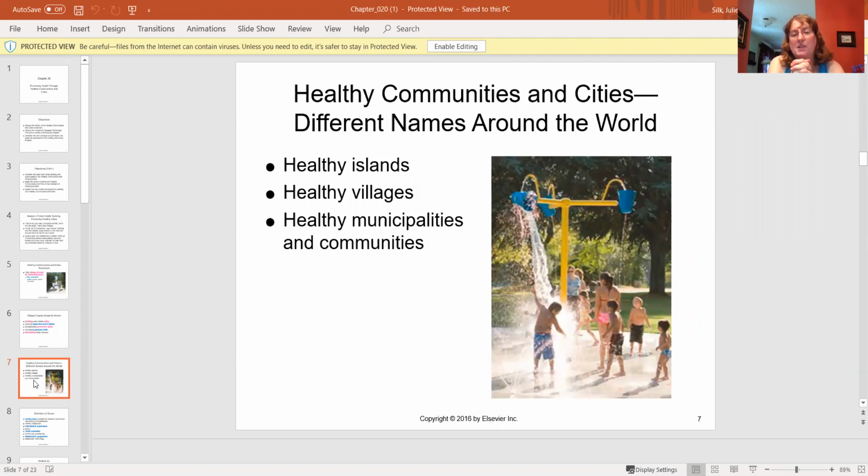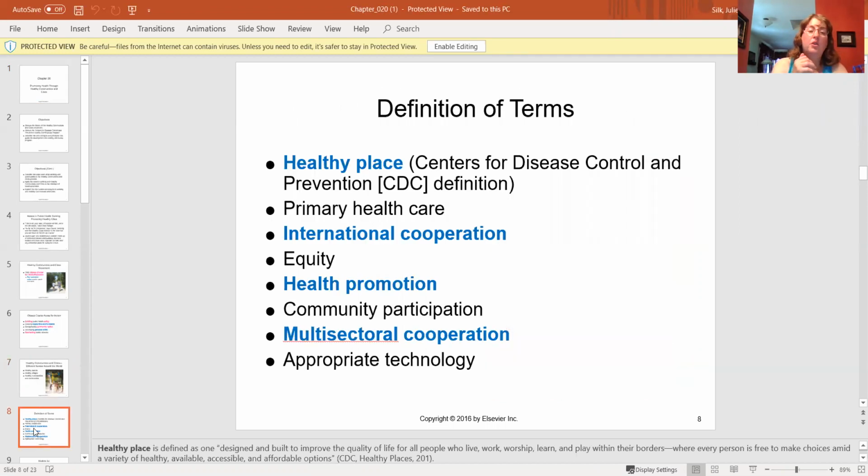All right, healthy communities and cities have different names around the world. So there are healthy islands, healthy villages, healthy municipalities, and communities. So here's a bunch of different terms that we're going to try to describe here. Healthy place is defined as one that's designed and built to improve the quality of life for people who live, work, worship, learn, and play within their borders, where every person is free to make choices amid a variety of healthy, available, accessible, and affordable options. Sounds great, right?